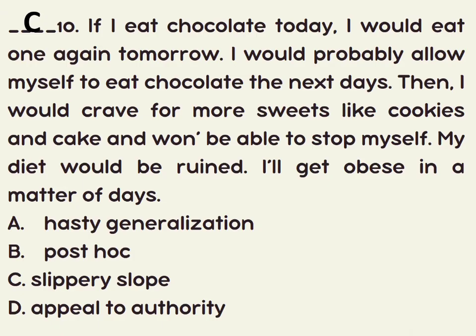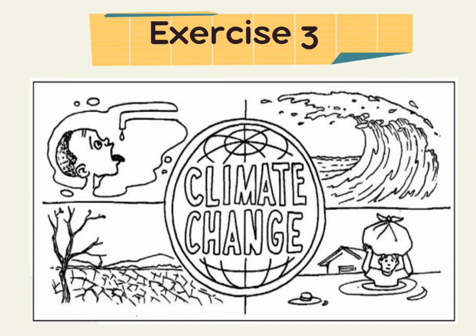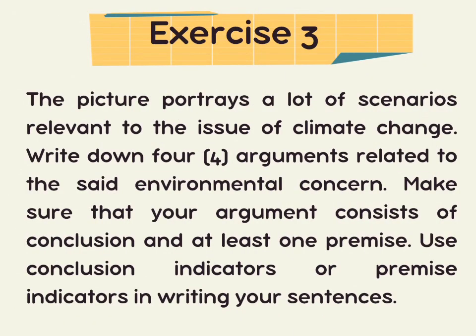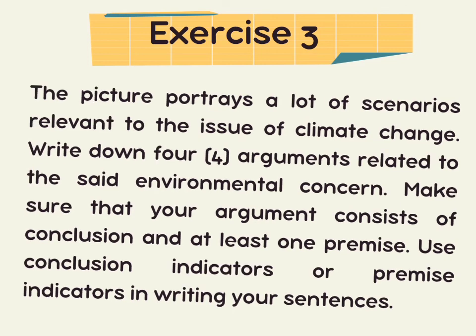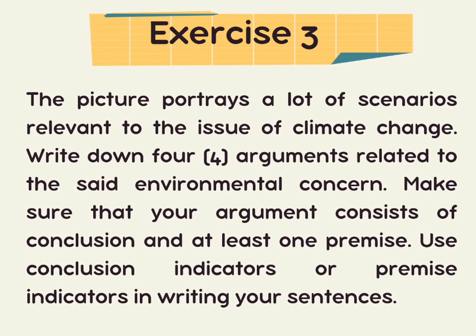As a final activity for this lesson, here is exercise 3. Look at the given picture. The picture portrays a lot of scenarios relevant to the issue of climate change. Write down 4 arguments related to the said environmental concern. Make sure that your argument consists of conclusion and at least 1 premise. Use conclusion indicators or premise indicators in writing your sentences.